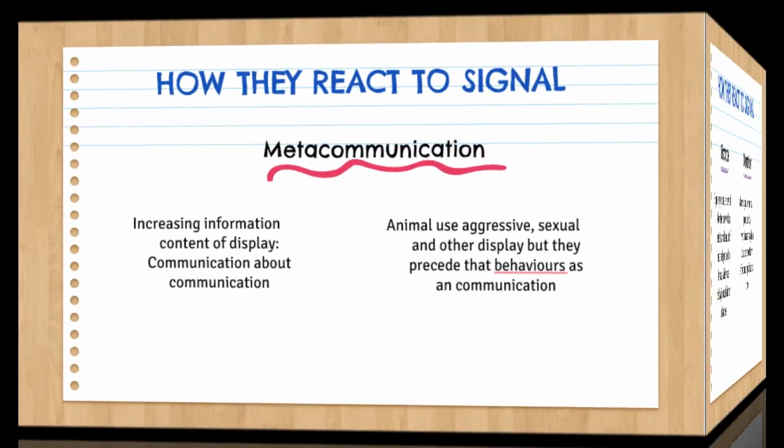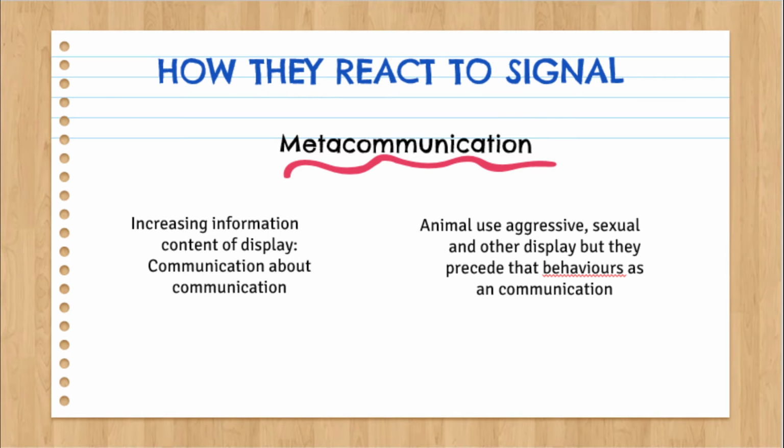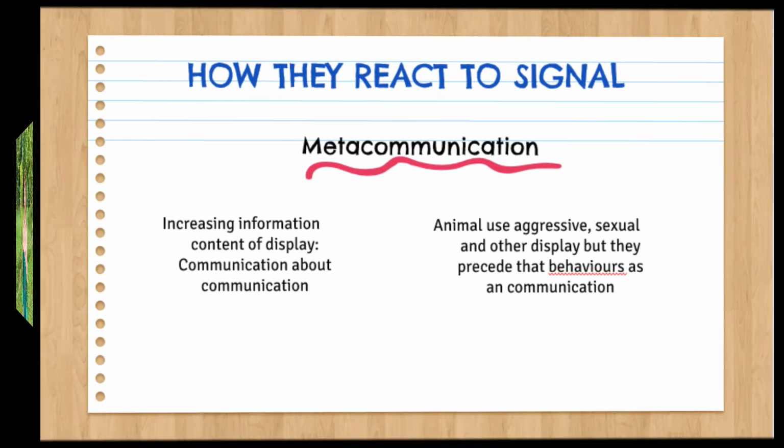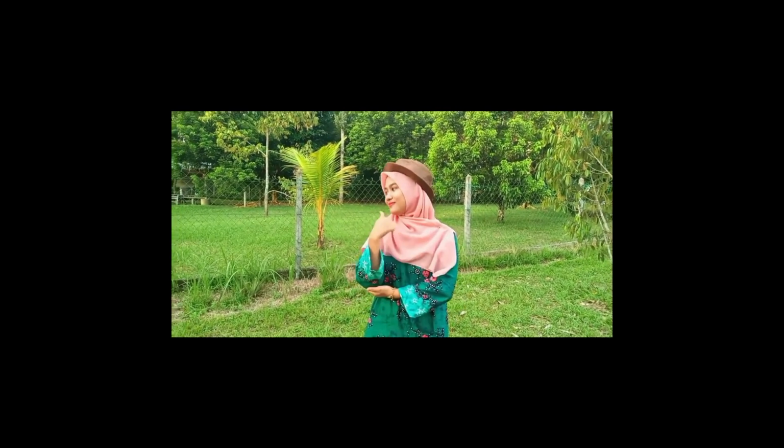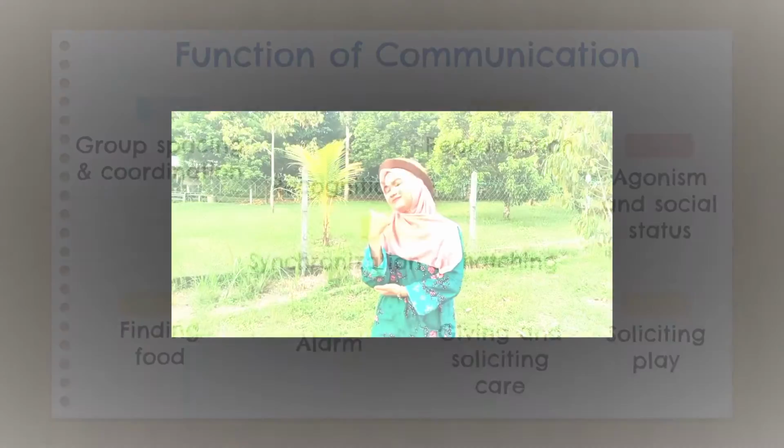Metacommunication can be seen in canines such as dogs and wolves that precede play with a play bow, while monkeys will communicate play behavior through a relaxed open-mouth face. Let's look at the nine functions of communication on the next page.